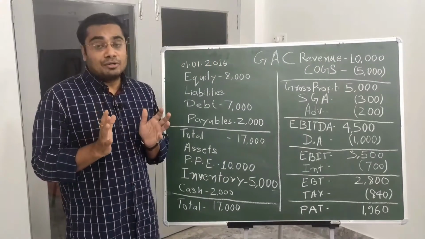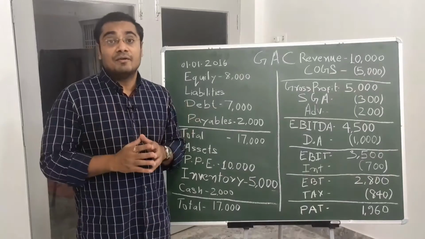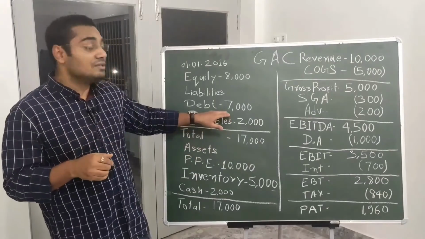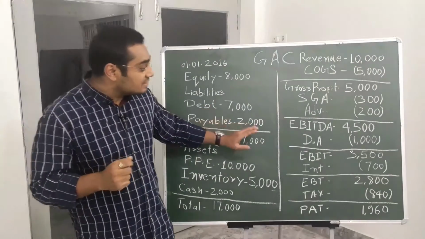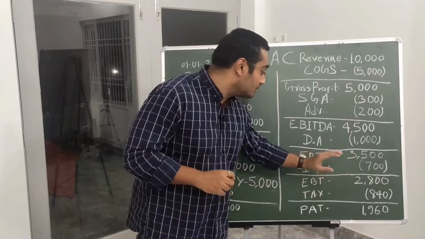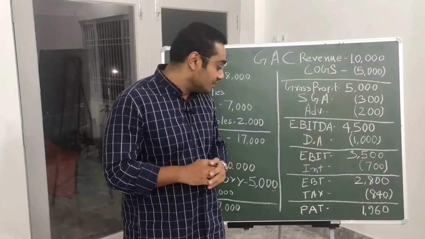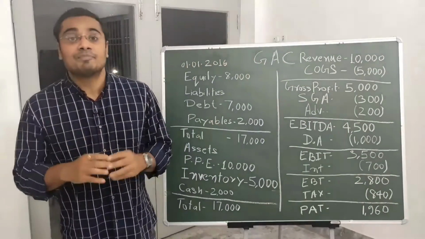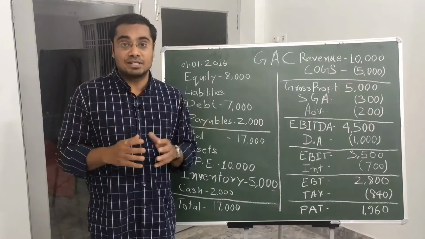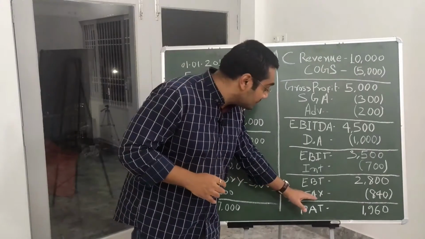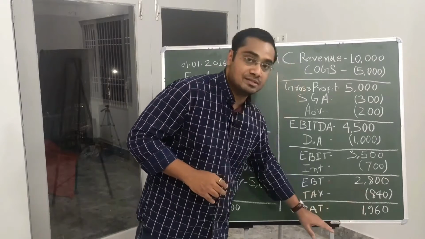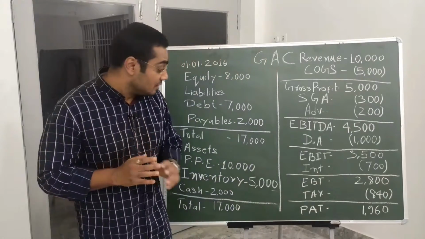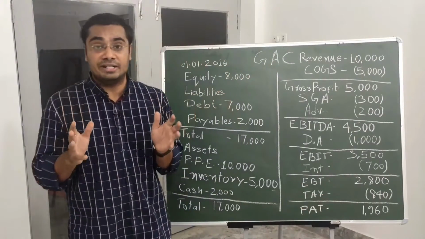We have also borrowed a loan of 7,000 rupees from the bank, which is going to charge us interest. We have assumed that the bank charges us an interest rate of 10%, which gives us our interest expense as 700 rupees, which would further be deducted from earning before interest and tax, which gives us our earning before tax, which is equal to 2,800 rupees. Assuming an effective tax rate of 30%, our tax calculation comes to be 840 rupees, 30% of 2,800 rupees of earning before tax. This gives us our profit after tax, which is also called net income.